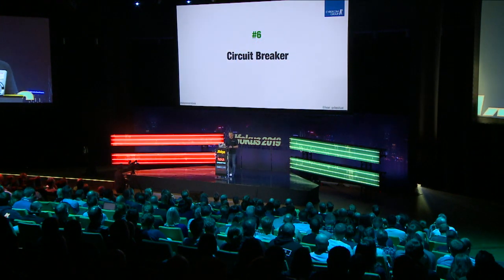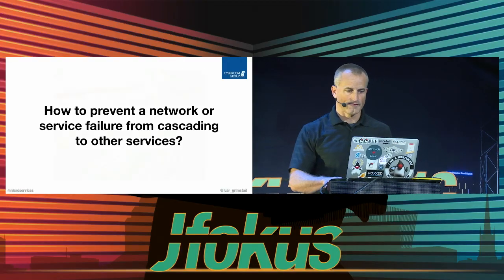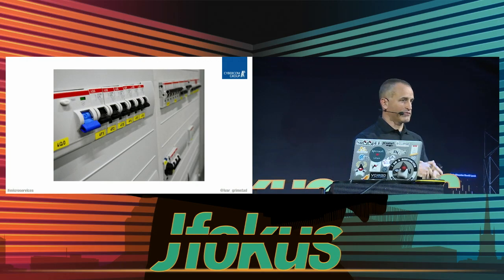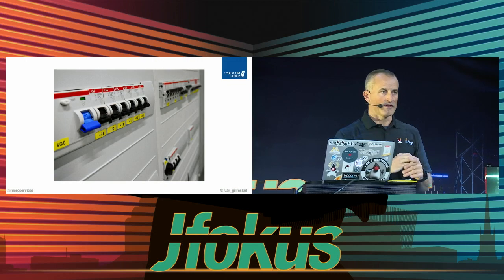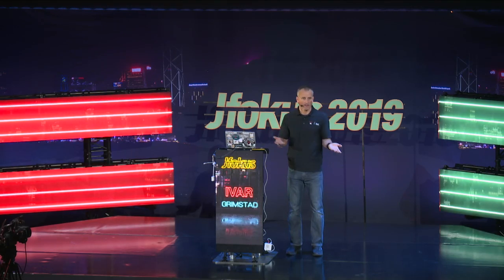So, circuit breaker. It's how to prevent a network service failure from cascading to other services. And circuit breakers, you know them from your home. If your dishwasher goes crazy, you don't want your house to burn or anything. So what you typically have is a circuit breaker that opens up so no current flows to that part of your house. But the other things still work.